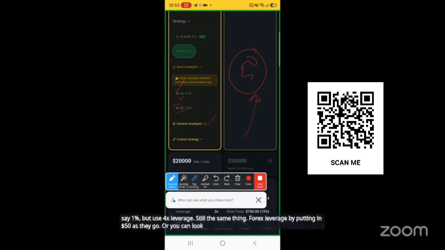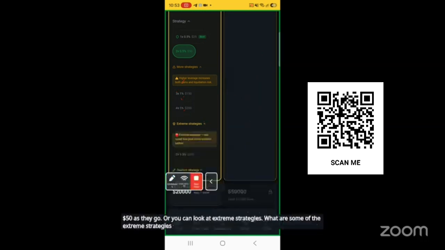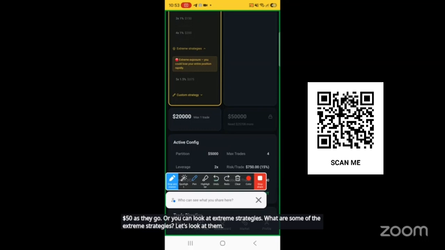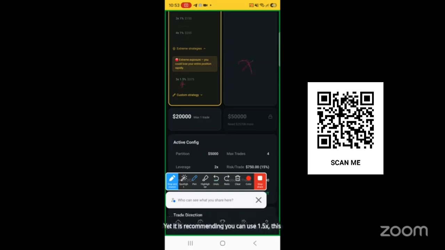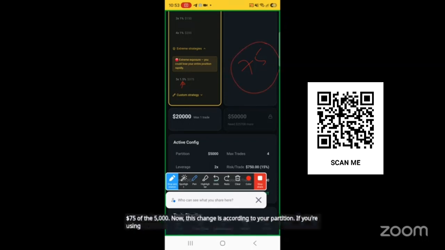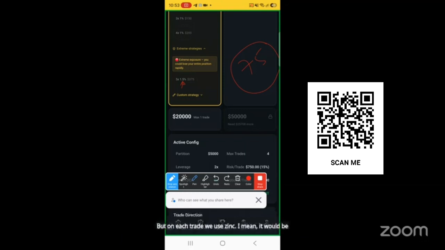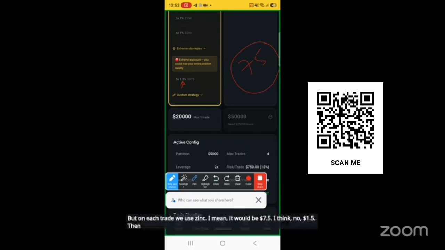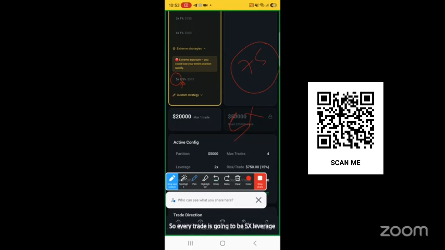Or you can look at extreme strategies. What are some of the extreme strategies? Let's look at them. Here it is recommending you can use 1.5%, which is $75 of the 5,000. Now this changes according to your partition. If you're using 100 and you've chosen 1.5%, this will be just $1.5 on each trade, using 5x leverage. So it is going to change according to your partition. Every trade is going to open with 5x leverage, but putting in 1.5% of the capital of the partition.